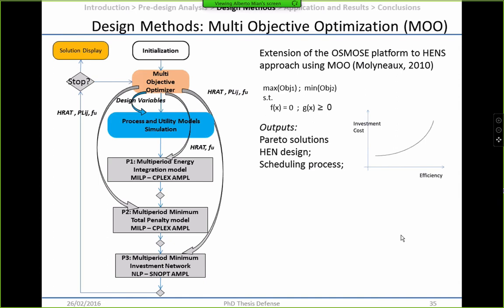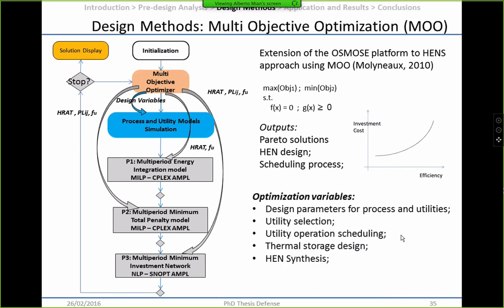We are able not only to optimize the same variables I was optimizing before, but also to include the time variables. This represents a scientific novelty because in this way it is possible to determine an energy conversion plant in which we have at the same time optimized the design parameters for process and utilities, the utility selection, the operation scheduling, because we are in multi-time, the thermal storage design, and the heat exchanger network design. This represents a novel multi-objective design approach.